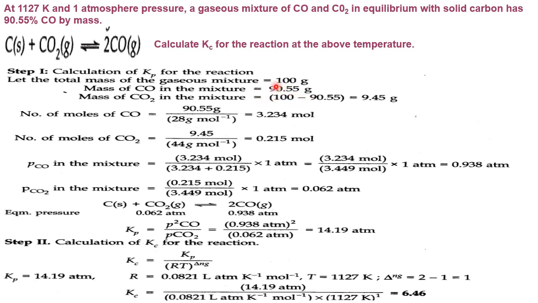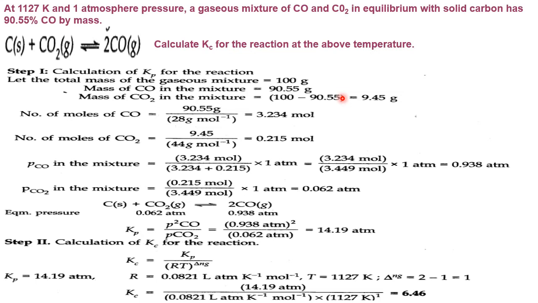When carbon monoxide mass is 90.55, then how much CO2 is there? We have presumed the total mass equal to 100, so take 90.55 from 100. That gives the mass of carbon dioxide, which is equal to 9.45 gram. So 90.55 gram of carbon monoxide and 9.45 gram of carbon dioxide are there in the reaction mixture, presuming it is 100 gram.